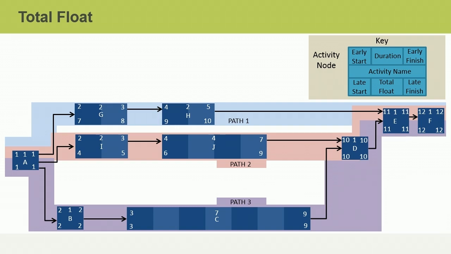If you take a moment to review the activities, you will determine that some of them have differences between their early start and late start and their early finish and late finish dates. For instance, Activity H. The early start is 4, but the late start is 9. There is also a difference between the early finish and late finish dates.